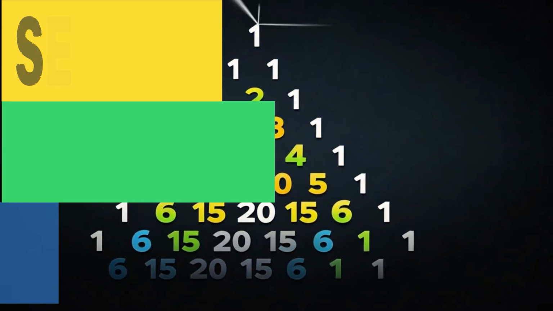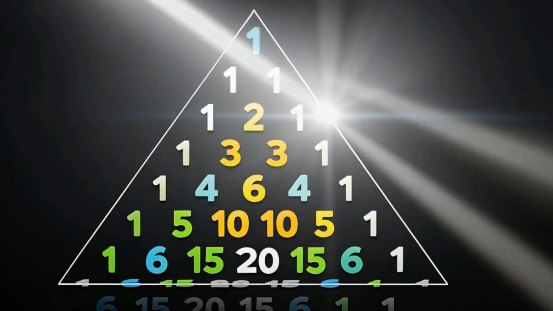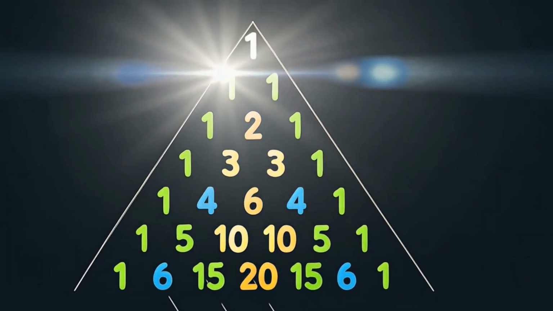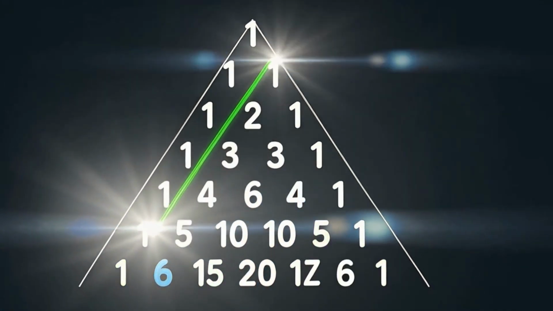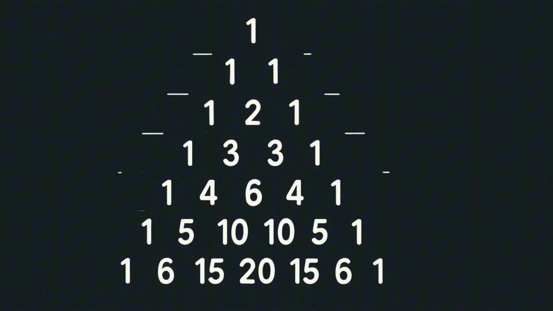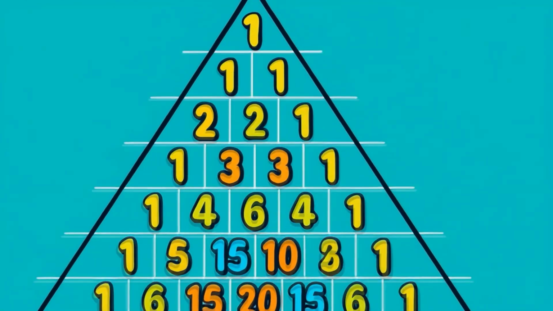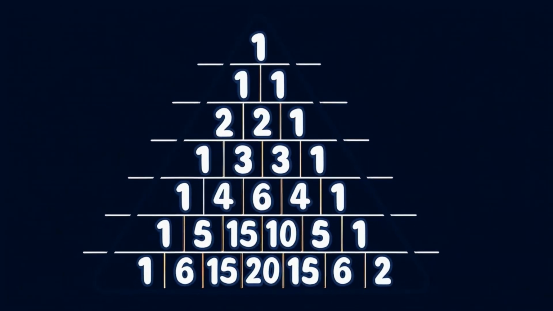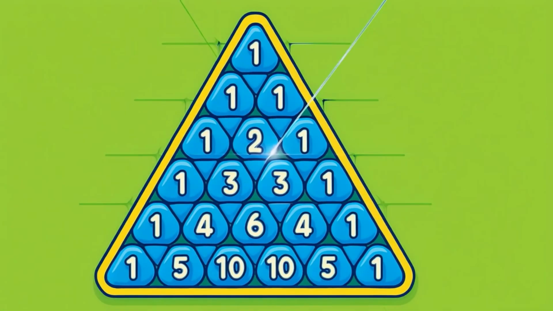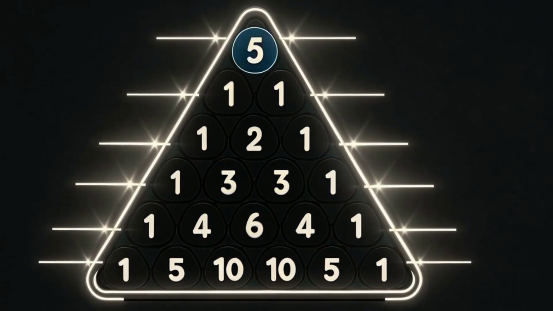Second, the triangle is also formed by diagonal lines. If you follow the numbers along these slanted parallel lines, you will notice that they create their own sequences. So this is not just a collection of rows. It is a structured diagram, a numerical construction, organized both horizontally and diagonally. The rows give it order. The diagonals give it pattern. And now that we understand how this structure is built, let's move to the first secret hidden inside this triangle.